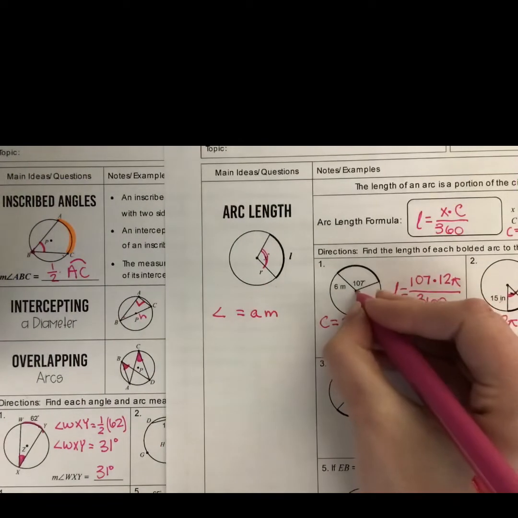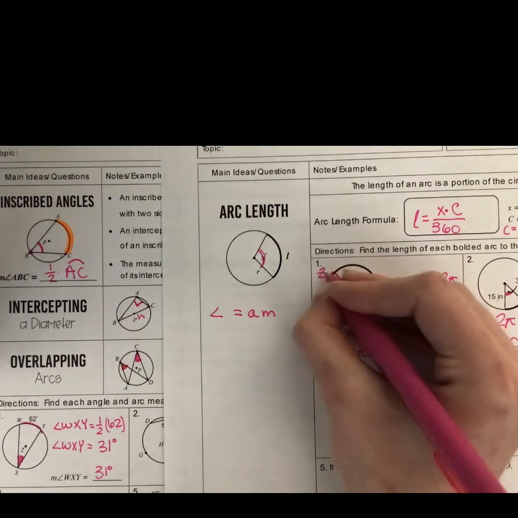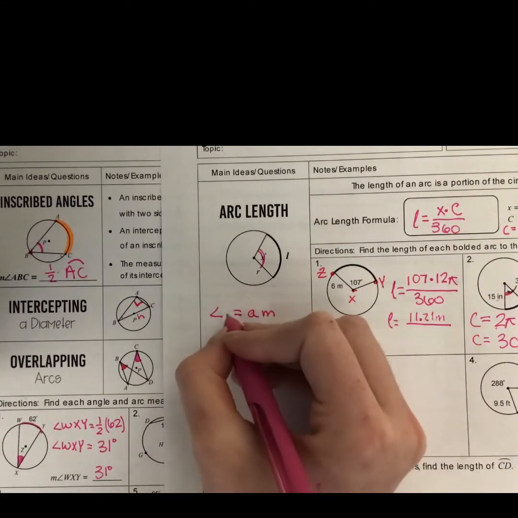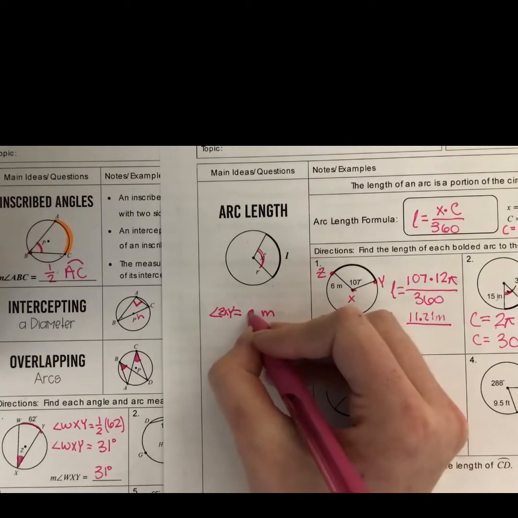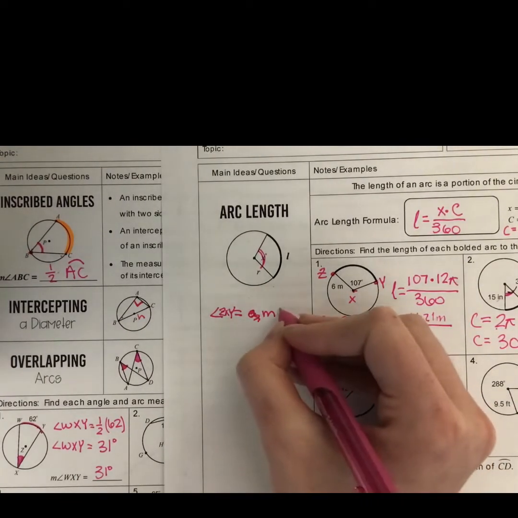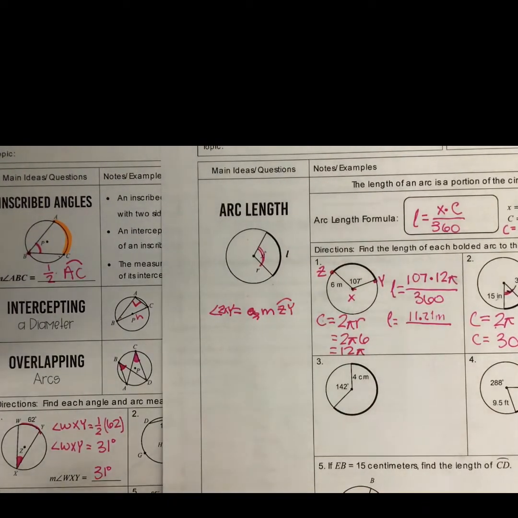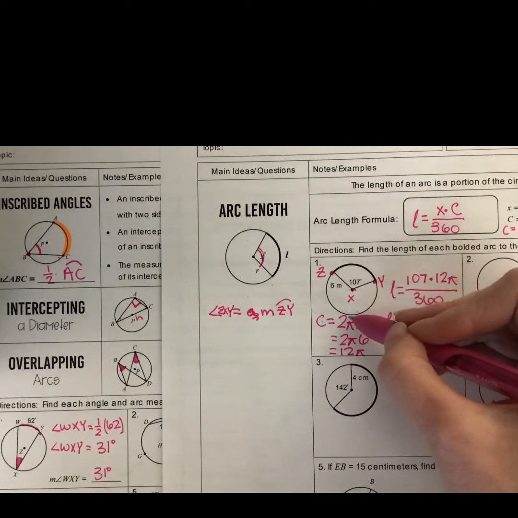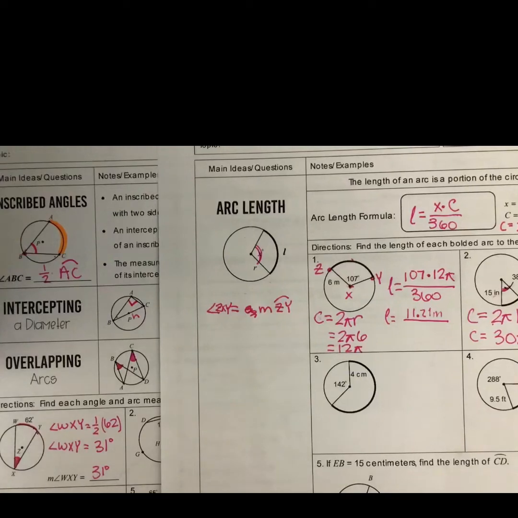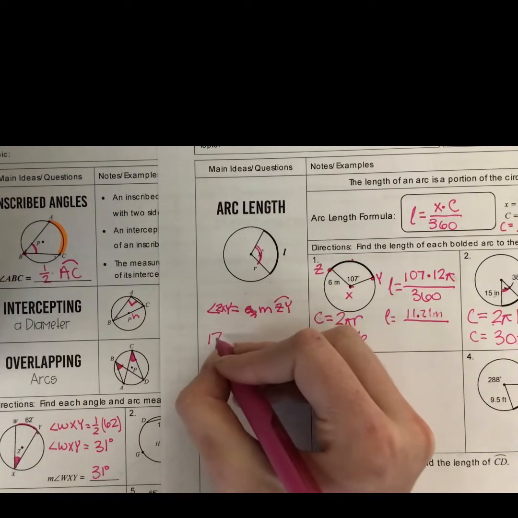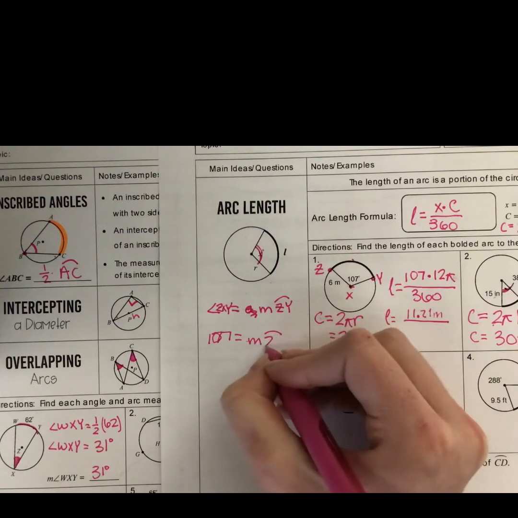So I could label this, let's say this is X, this is Y, this was Z. I know that angle ZXY is actually equal to the measure of my arc Z to Y. Because it only covers half the distance that a normal inscribed angle would cover, this is going to be equal to my arc measure. So we would say that 107 is my measure for Z to Y.